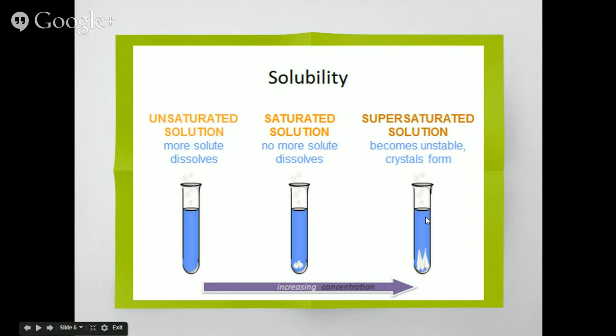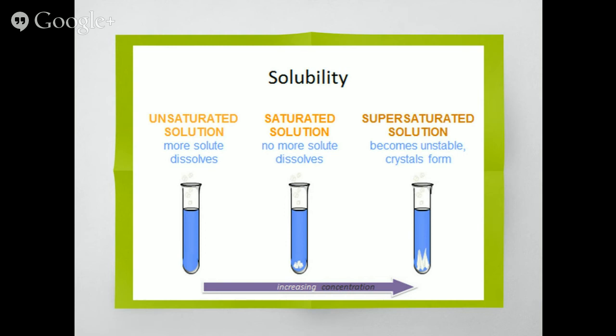In my third test tube here, I throw a seed crystal in, and you'll see that there's more crystals in there. It crystallizes. That means that this solution was so unstable that when I threw the seed crystal in, it pulled out some of the solute that was in the solution to form these crystals. It was holding more than what it should have been. This is a supersaturated solution.